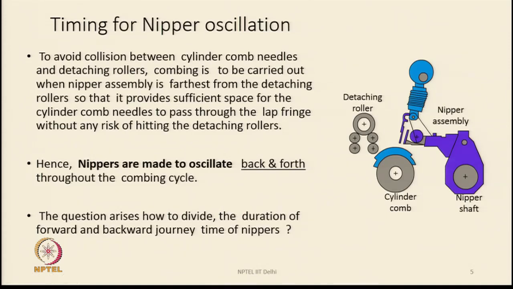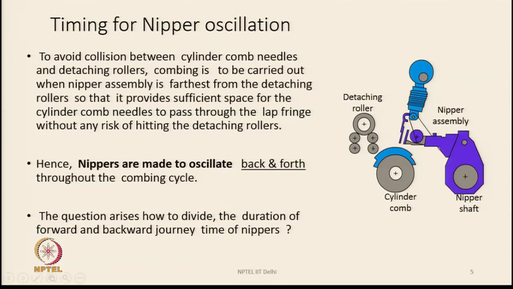And the oscillation, the movement, how it is generated, that we have learnt earlier, because the assembly is connected to the Nipper shaft, and this Nipper shaft, we all know that this shaft keeps on rocking, and as a result the links through which the assembly is connected is made to oscillate. The question arises that how to divide the duration of forward and backward journey times of the Nippers.